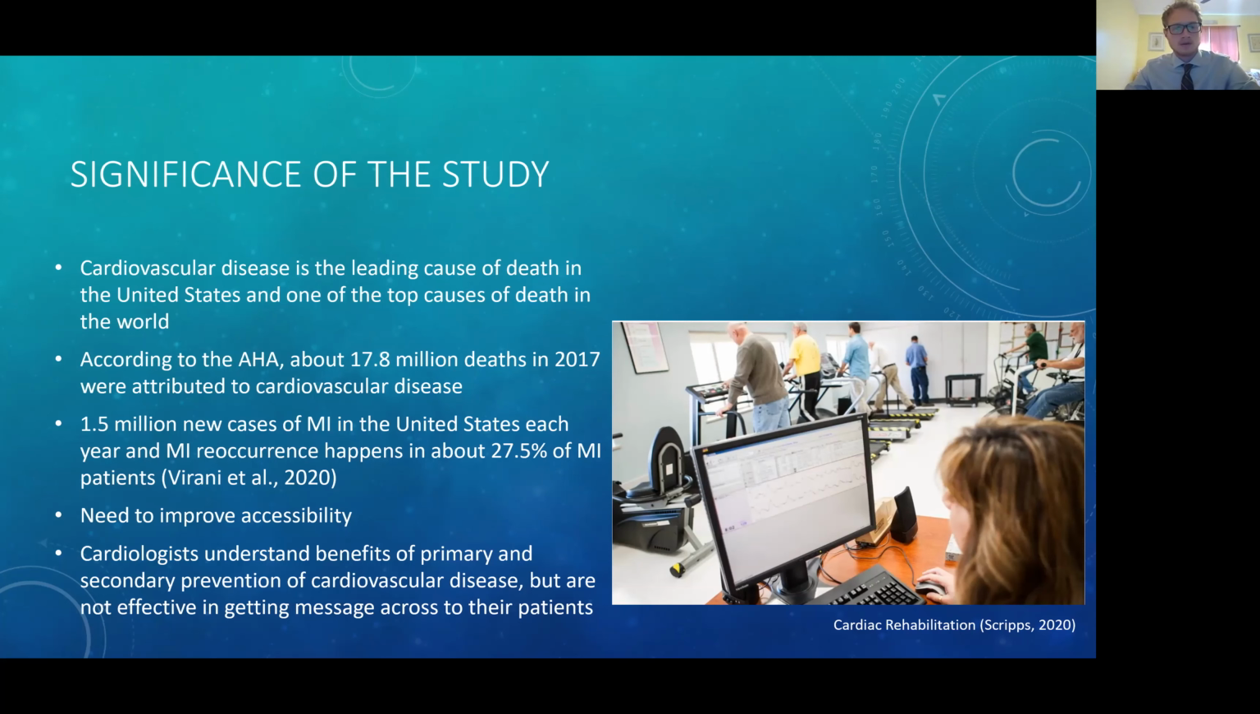Now, one way we could do this is by improving the accessibility and the percent of participation. And another thing worth noting is that cardiologists do understand the benefits of the primary and secondary prevention of cardiovascular disease, but it's found that most of the time they're not really effective in getting the message across to patients, so they don't fully comprehend that it's important for them to attend.